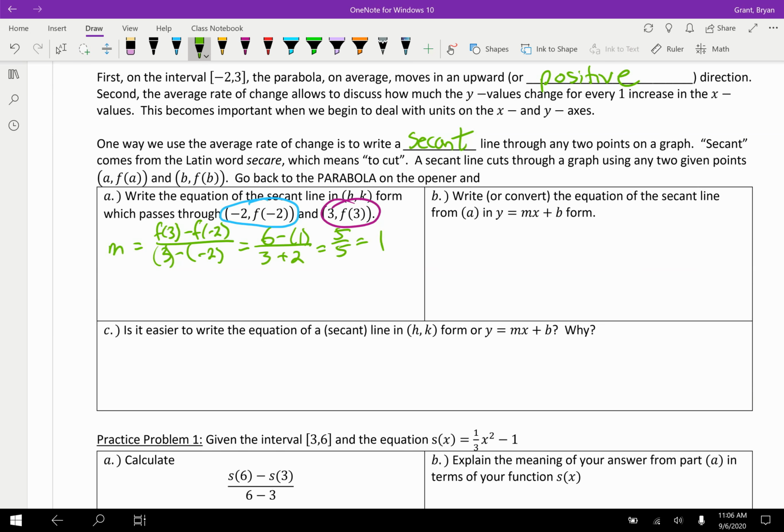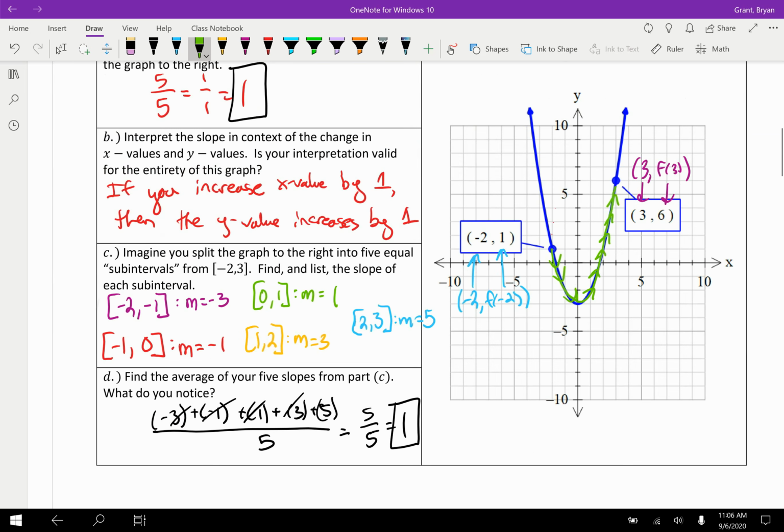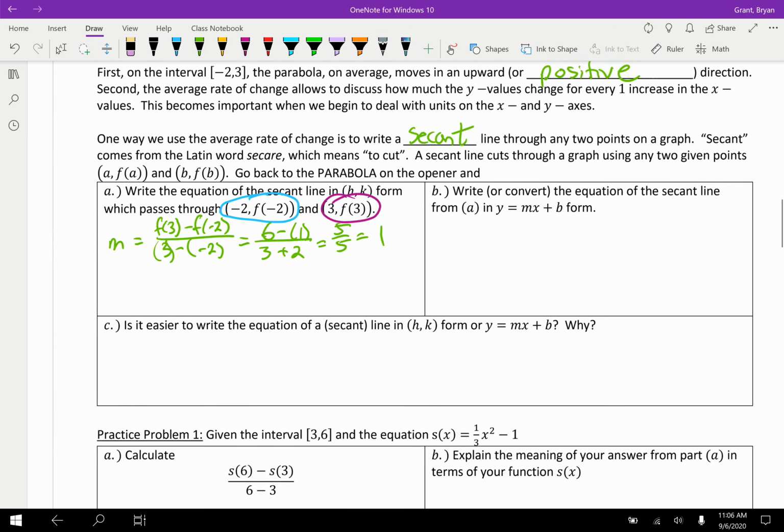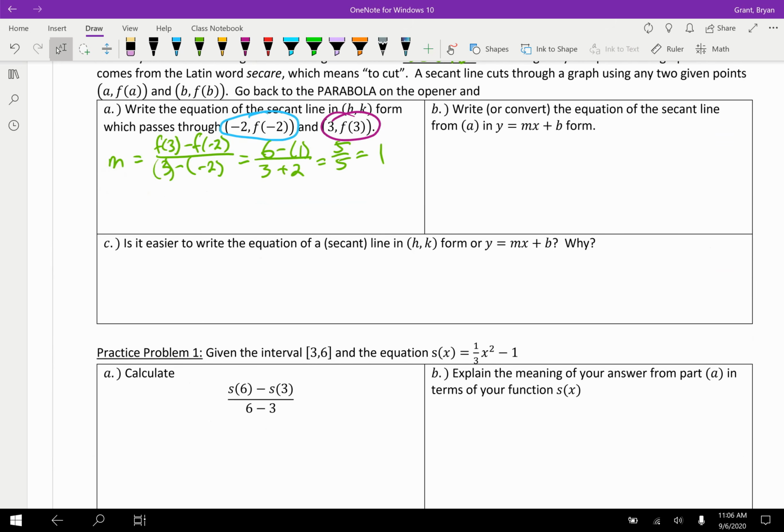We should probably double check that. Is that the right slope? Yeah, okay, we found a slope of 1 up here. We did everything right. I did it algebraically this time. You could have done it by counting. Nothing too bad. Now, we actually want the equation of the secant line in HK form.